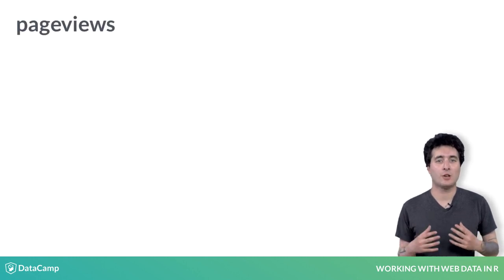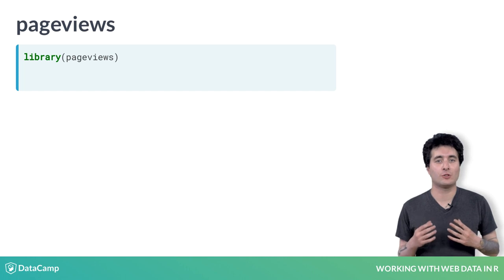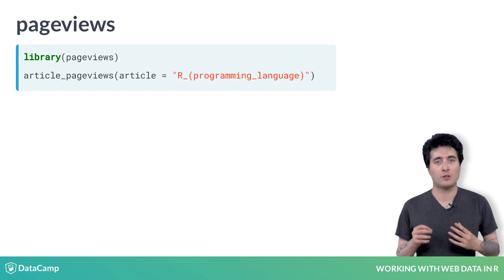Now you're going to see an example of this using the pageviews package, which lets you see the number of views of Wikipedia pages. All you have to do is call the function article_pageviews, passing the name of a Wikipedia article. You're calling an R function, just like any other, and don't need to worry about the details of the API.